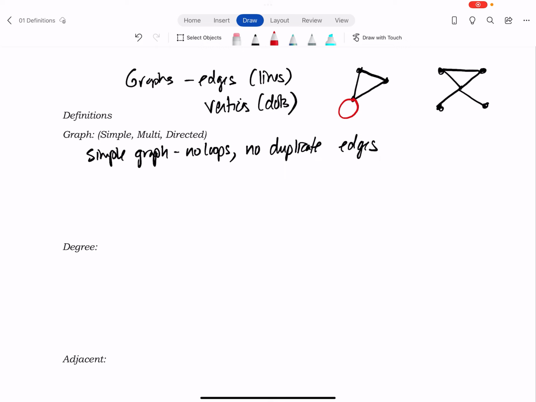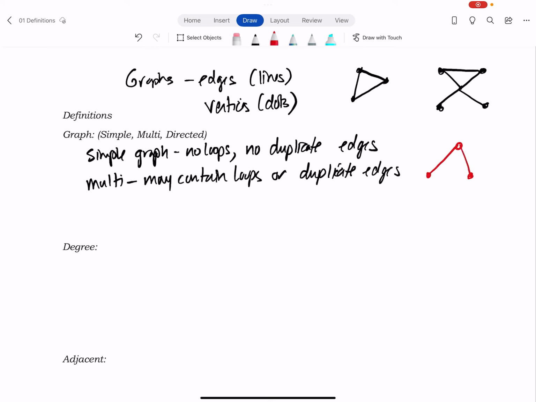So something like this would be a loop, so we don't want any of those. And something like this would be a duplicate edge. It's an edge that joins the same 2 vertices that are already joined. So in a simple graph, we don't have either of those 2 things. A multigraph allows those. It may contain loops or duplicate edges. So a multigraph could look something like this. And then in a directed graph, we give each edge a direction.